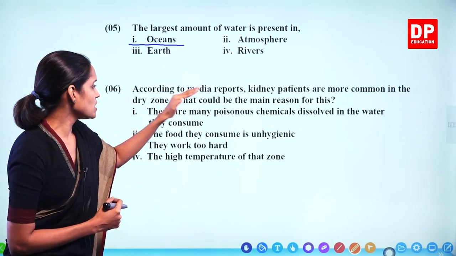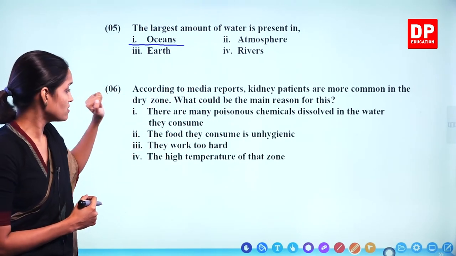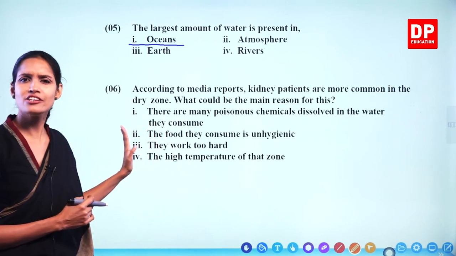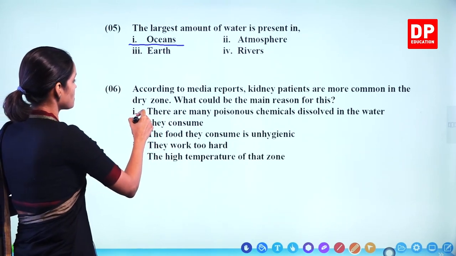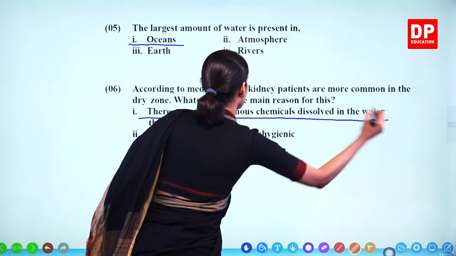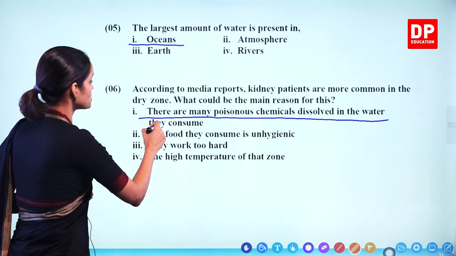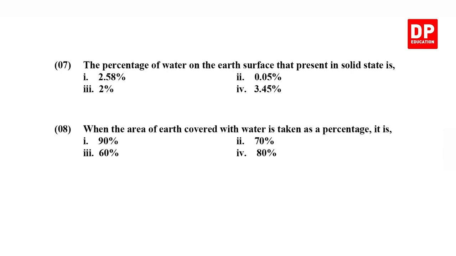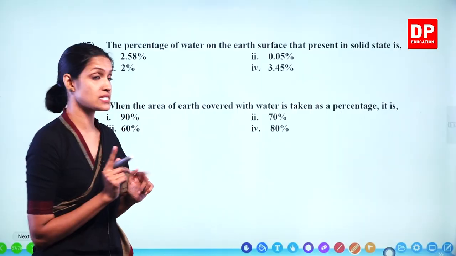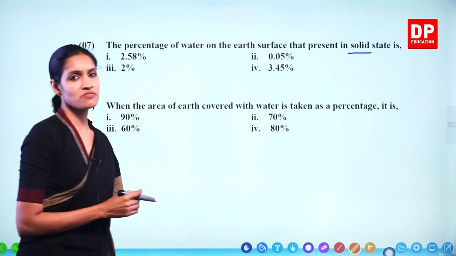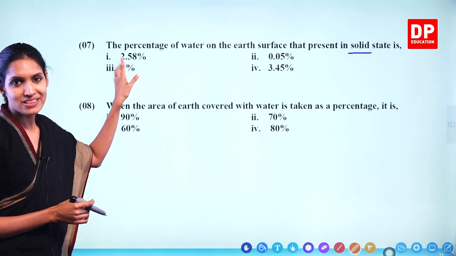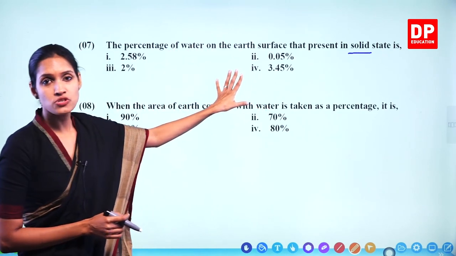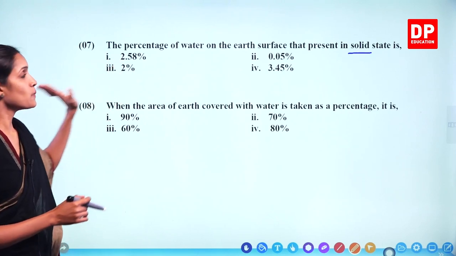There's no relationship between unhygienic food and kidney disease, right? So they work too hard. That is not the answer. And the high temperature of that zone, that is also not the answer. So answer is the first one. There are many poisonous chemicals dissolved in the water they consume. Understand? The percentage of water on the earth's surface that is present in solid state. Solid state, what is the percentage? 2.58, that is the answer. 0.05, 2%, 3.45%, those are not the answers. 2.58%.